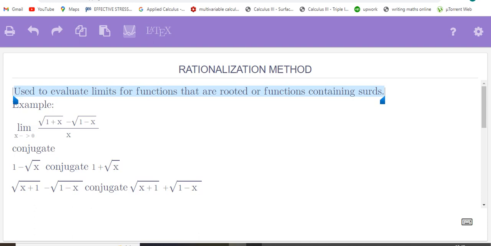Now, I have an example. The limit as x tends to 0 of root of 1 plus x minus root of 1 minus x, divided by x.